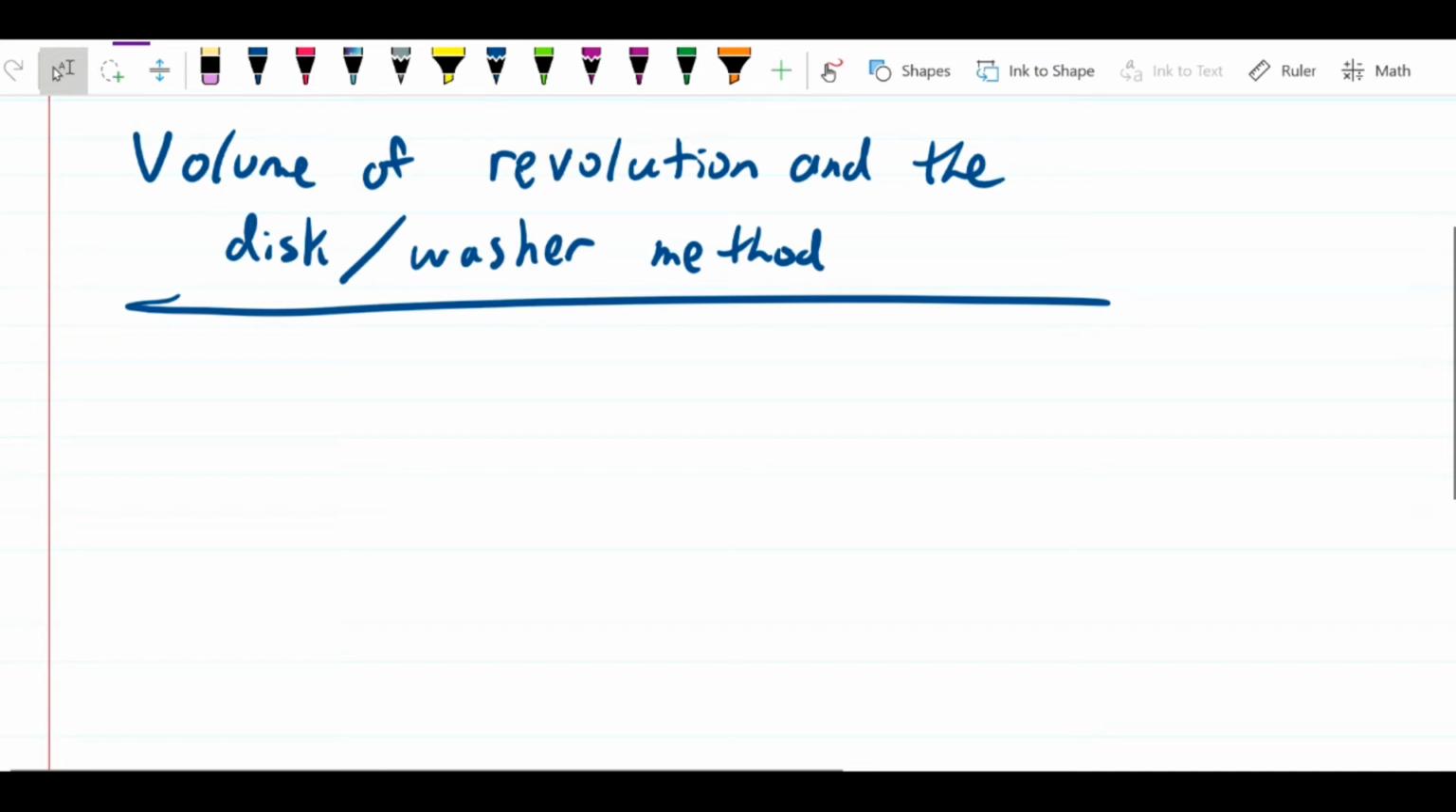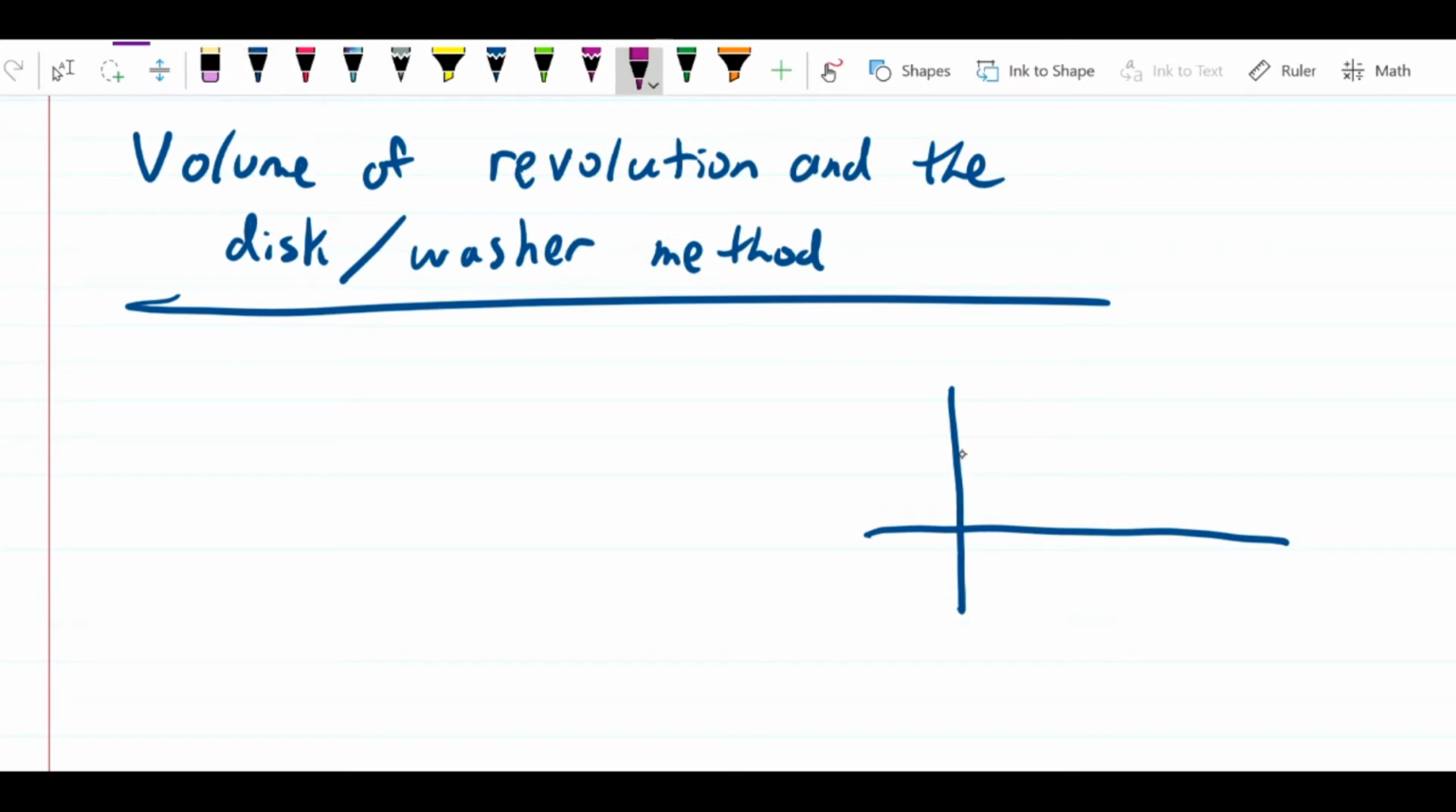We're going to talk about the disk washer method and volumes of revolution. Let me just briefly explain what a volume of revolution is. We talked in the volume by slicing video about how you have to have some way of defining what the cross-sectional area is in terms of one of the variables. Volume of revolution is just another way of doing that, but it gives a specific type of solid.